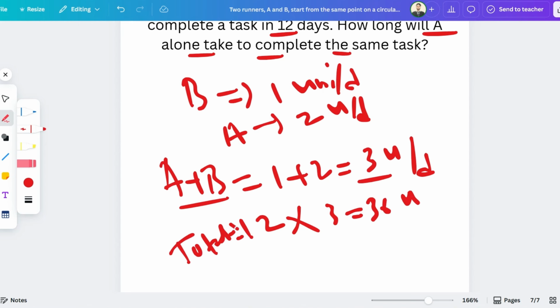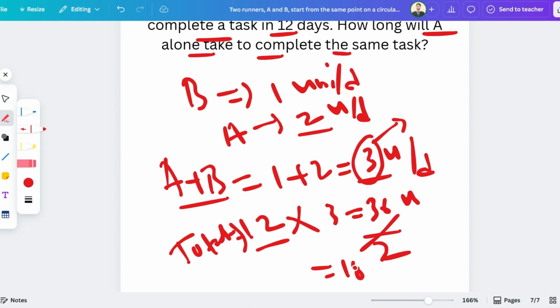Okay, total task will be this. They have completed the task in 12 days, that means they work together and do 3 units per day. So for 12 days they will do 36 units, right? 12 into 3. So now the question is, how much time will A take alone? So 36 units is the total task, right? A does 2 units per day, so just divide 36 by 2. Okay, so that is 18 days.